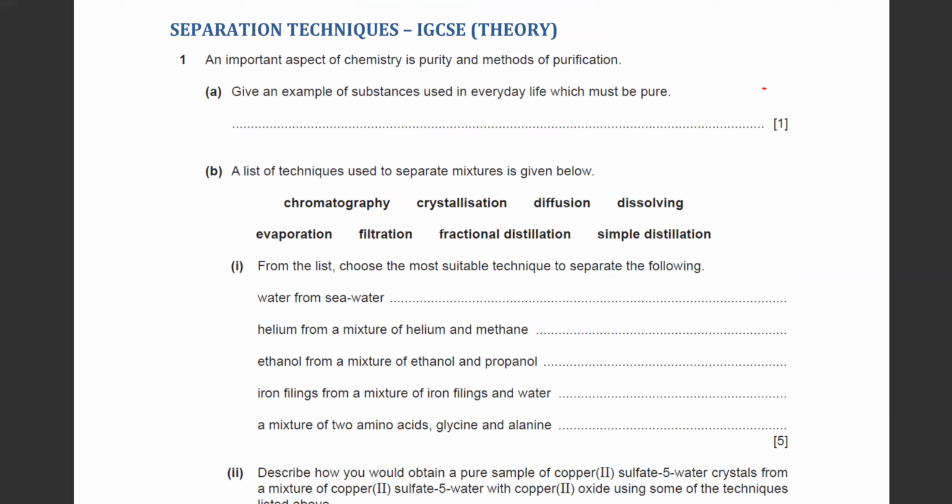So one obvious example is medicine. Yes, if it's impure, it might harm the user. But the problem with medicine is, I know why you're saying medicine, but a lot of medicines are actually a mixture of different things. They're usually not a very pure substance. There are two or three different things added in most medicines. So one very obvious example should have been water.